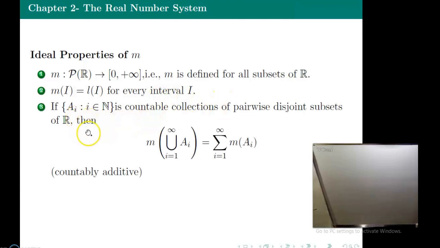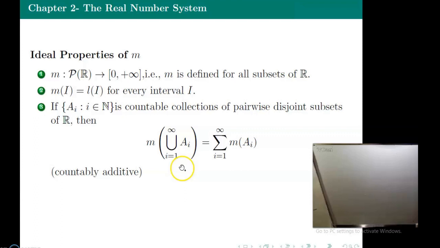And if we have here the collection of pairwise disjoint subsets of R, now what do we mean by pairwise disjoint subsets? It means that every two subsets of R is disjoint. Every two subsets is disjoint. So if we take any two sets there, their intersection is empty. So that is the properties of our countable collections of sets.